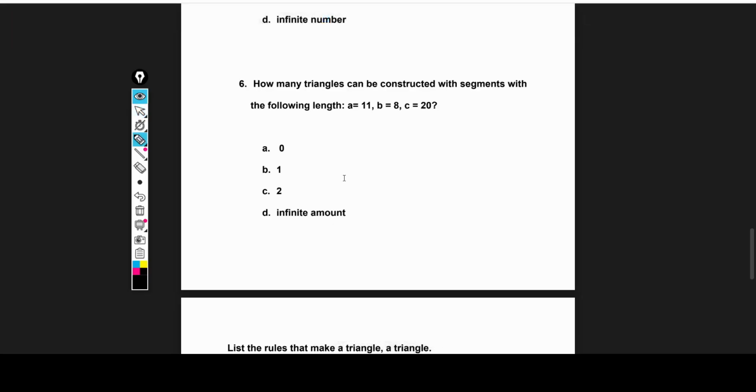And then how many triangles can be constructed with segments of these lengths? So as I said earlier, these two sides are too stubby to touch each other. No matter how far down I go, they'll just be a little bit short, and you know that because this side between them is 20, and 11 plus 8 is 19, so they'll never be able to span this entire length. So there's 0 triangles.